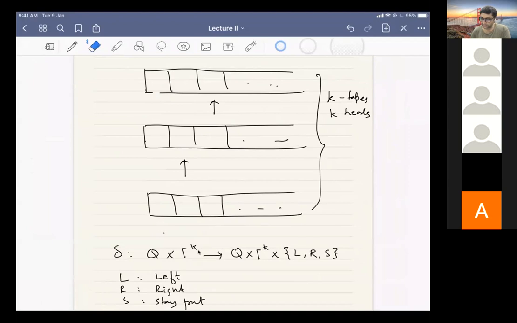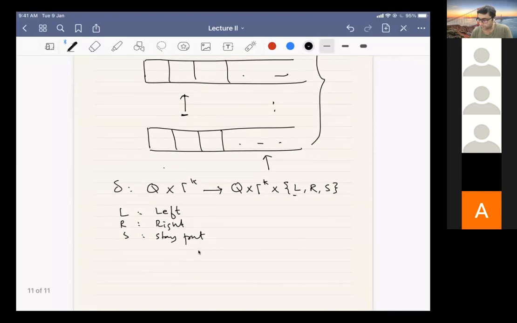And this head is, let's say, somewhere here. Okay. And after one step, the machine decides to move this head to this position. So it comes here. It keeps head number two at this position and some other head. Now we have three possibilities: it can move to left, it can move to right, it can stay put. Okay. So how would the transition look like?